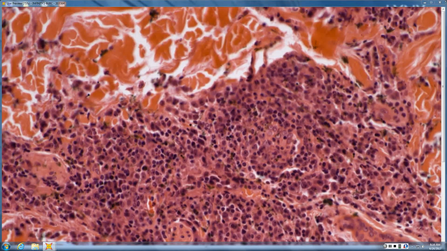So, okay. Dr. Russell, was that not true pigment in there? It almost looked like a tattoo. I think it was formalin pigment on the slide, most likely. Okay.